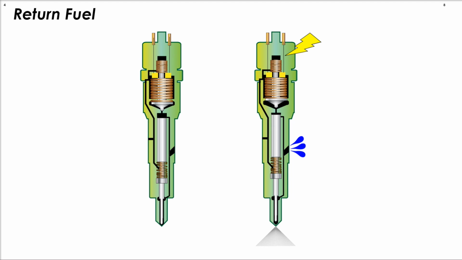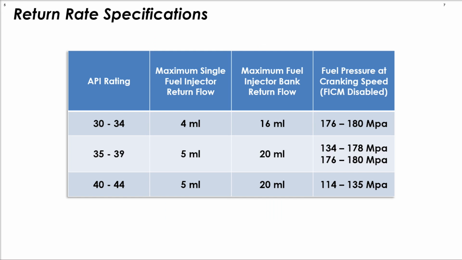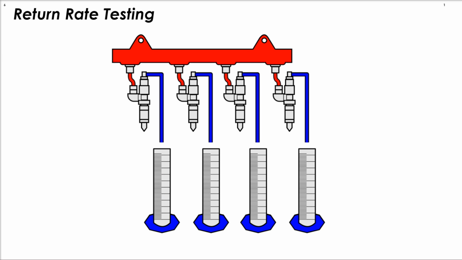The normal operation of the solenoid injector produces return fuel. An excessive amount of return fuel indicates a faulty fuel injector. GM provides return rate specifications for the solenoid injectors based on a fuel pressure range and fuel API rating. GM recommends fuel return rate testing for diagnosing solenoid injectors, but the process is very labor intensive.